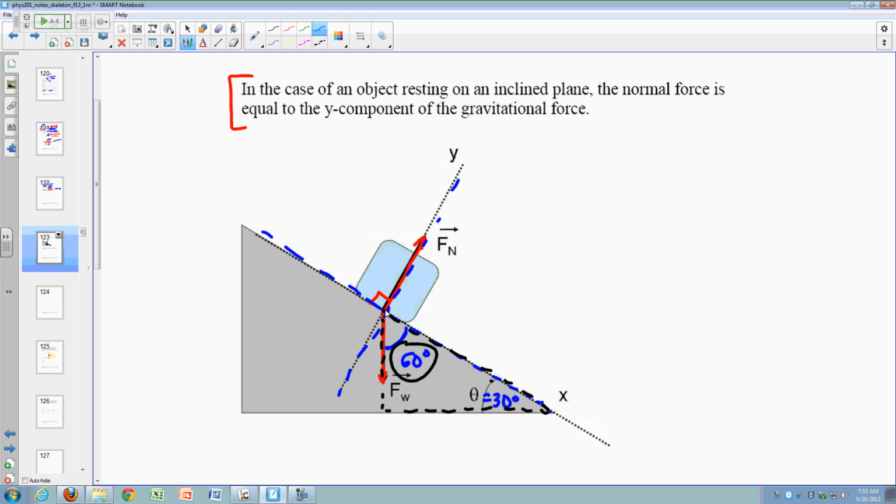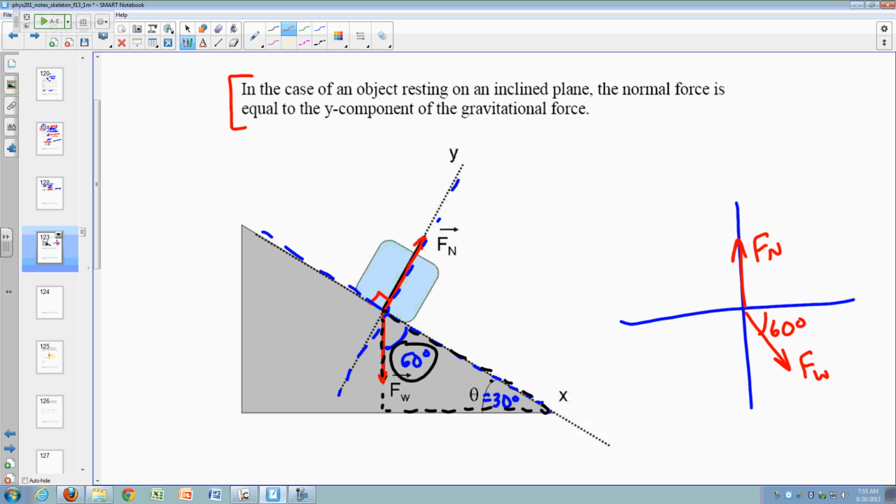Now I can draw my coordinate system over here, label my vectors on it. I have my normal force, and then I have my weight. I know that this angle is 60 degrees.